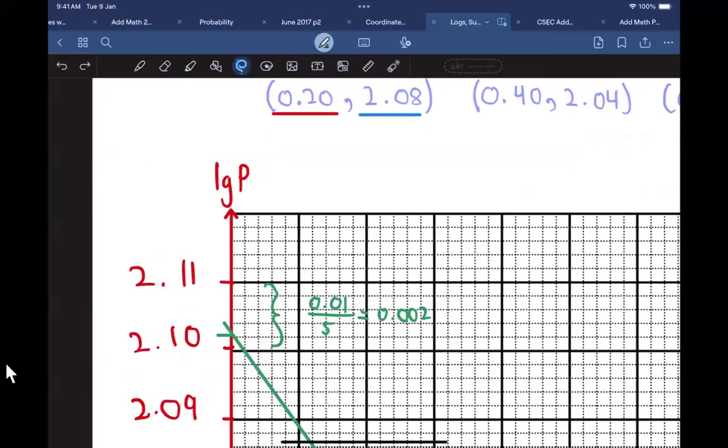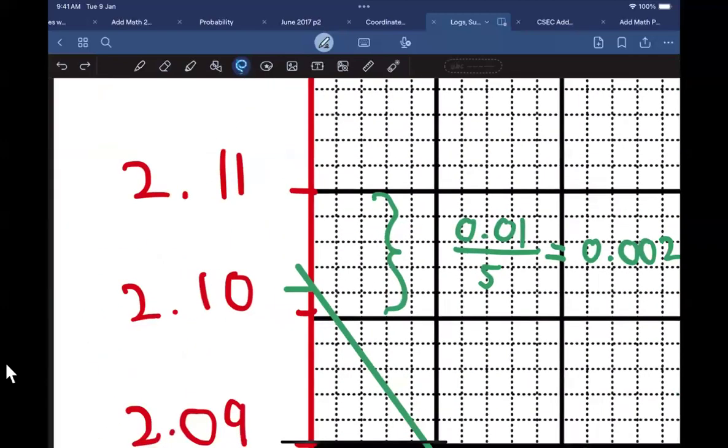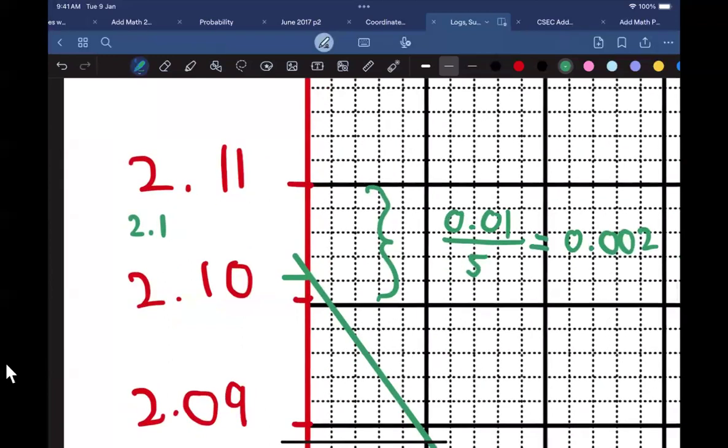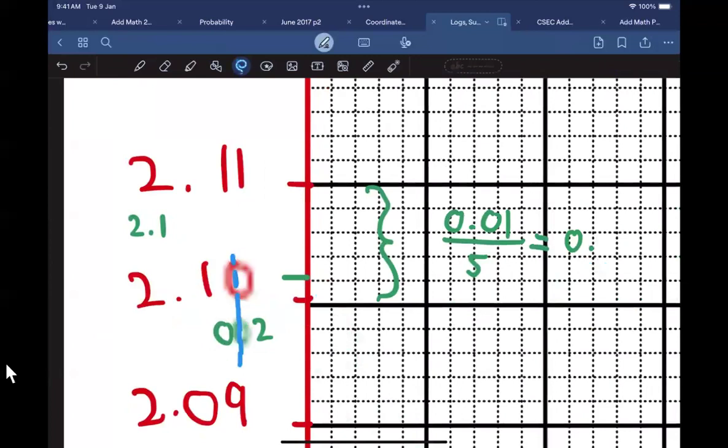So then read this off from the graph. This will be 2.1. So you can plug it into the calculator, 2.1. Check it out: the 1 in the tenths place, the 0 in the hundredths place. So that'll be 2.10.